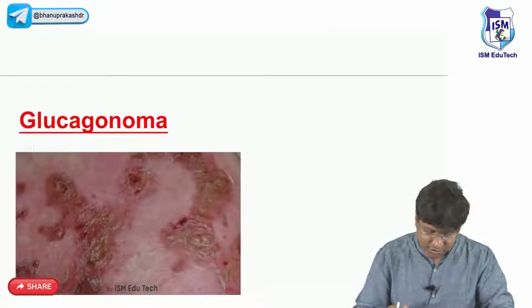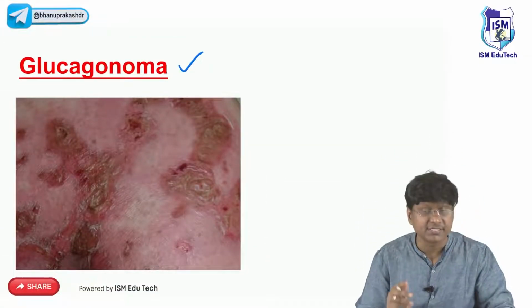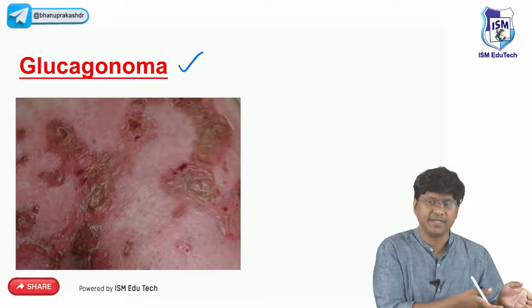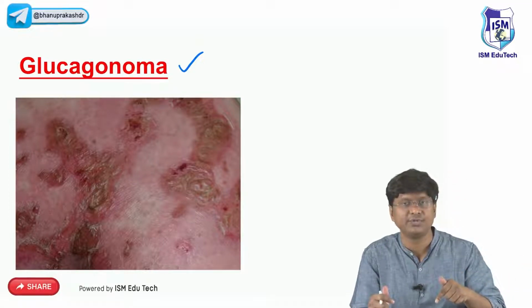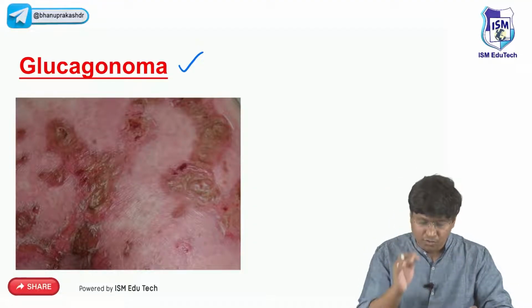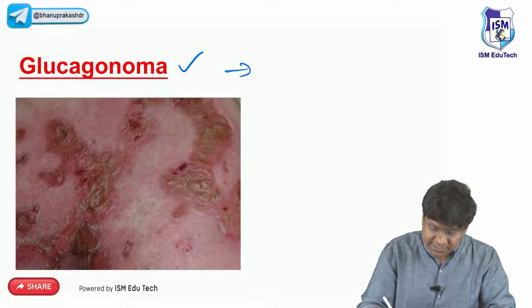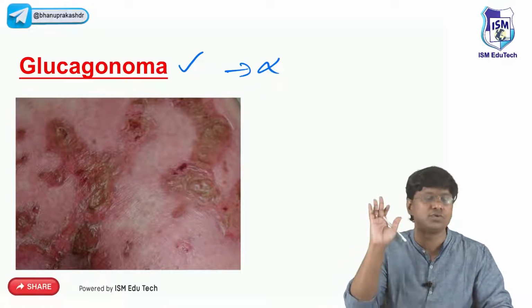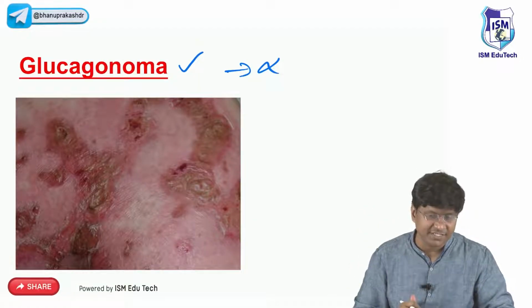And the last topic in endocrinology is the glucagonoma. Glucagonoma is a recent PYQ, right? This particular glucagonoma was asked in the recent INI-CET exam. Okay, so glucagonoma is a tumor originating from the alpha cells of the pancreas, where there is excessive glucagon production. What will be the features in these patients?